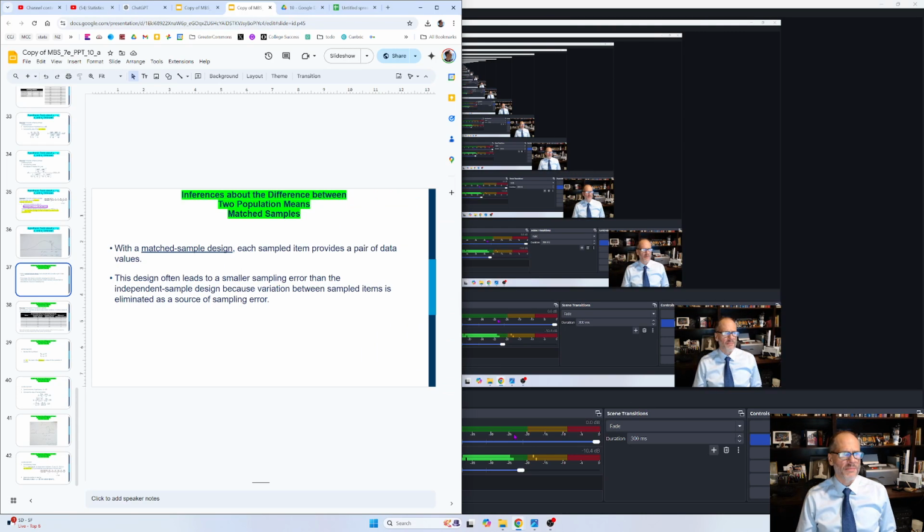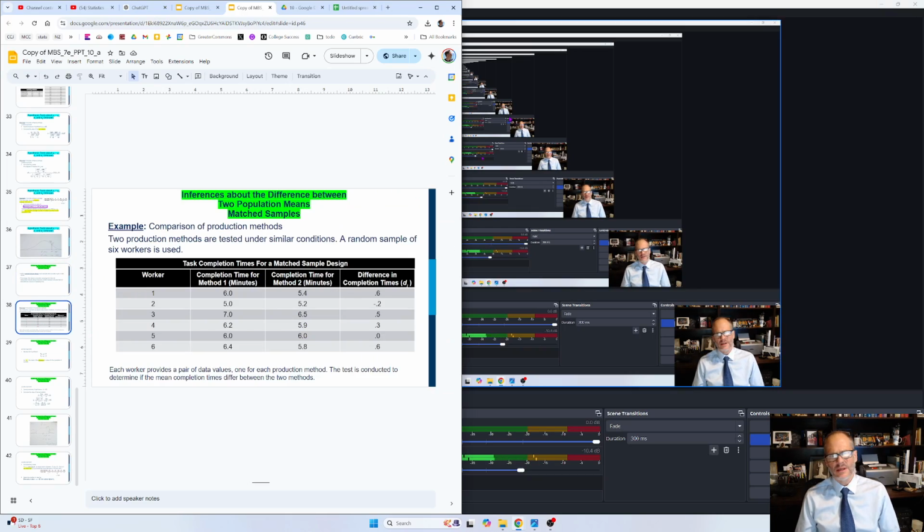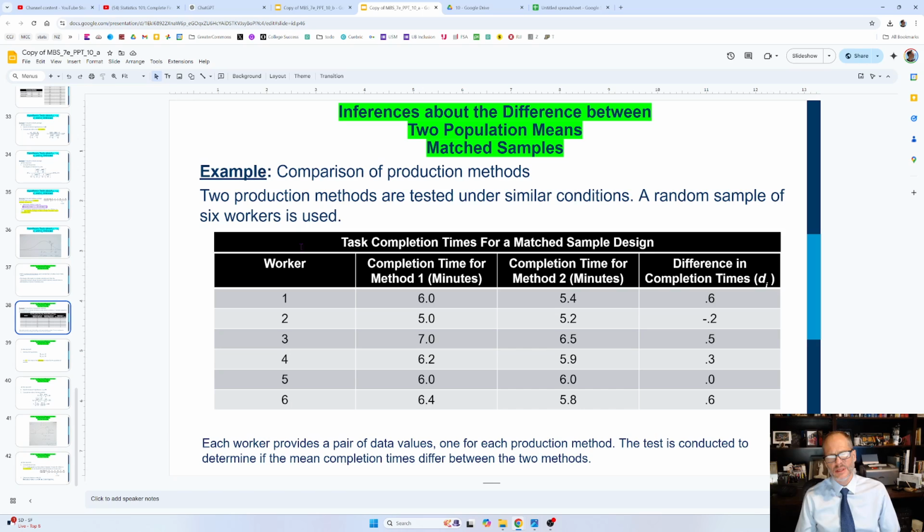So now we're going to learn about matched samples or paired samples. And we have a little bit of an example here. This example has 6 workers, and we're going to measure the completion time for doing some process when they use method 1 versus when they use method 2.